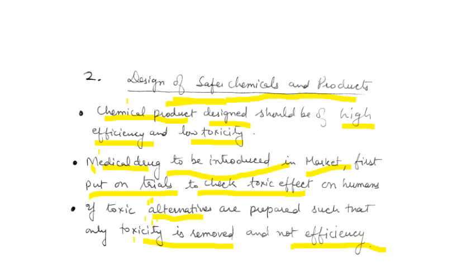So that is the designing of safer chemicals and products. We should prefer those products or chemicals having high efficiency and low toxicity. If we are synthesizing any, it should be tried first to check its toxic effect. If it is producing this effect, we should go for minimizing its toxicity. But we should not change its efficiency if it is high.